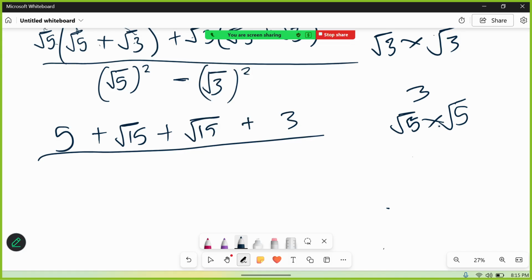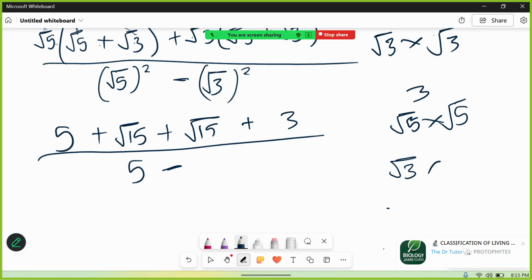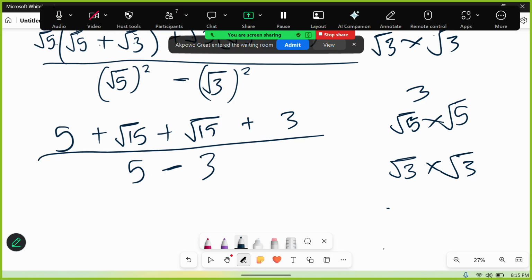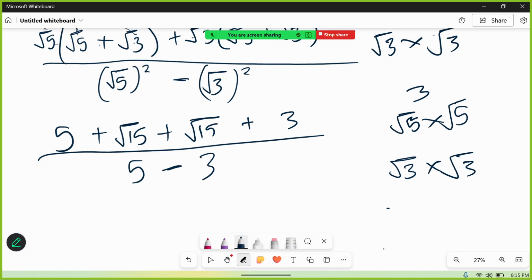So root 5 times root 5 will give us what? 5. I've said that many times. So minus root 3 times root 3. This one is root 3 squared. Root 3 squared means root 3 times root 3. And root 3 times root 3 is what? 3. This thing is simple. So when you are multiplying roots of the same number, it is that number.